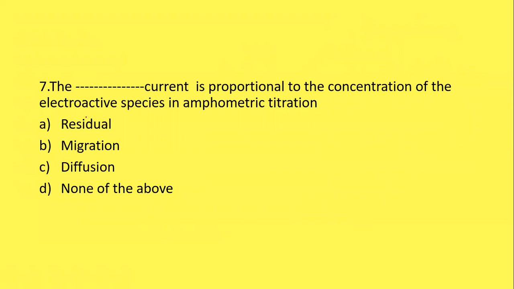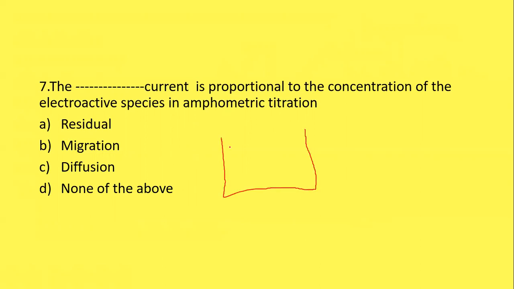Next question. Dash current is proportional to the concentration of electroactive species in amperometric titration. Option A, residual current. Option B, migration current. Option C, diffusion current. Option D, none of the above. I have already told you that.